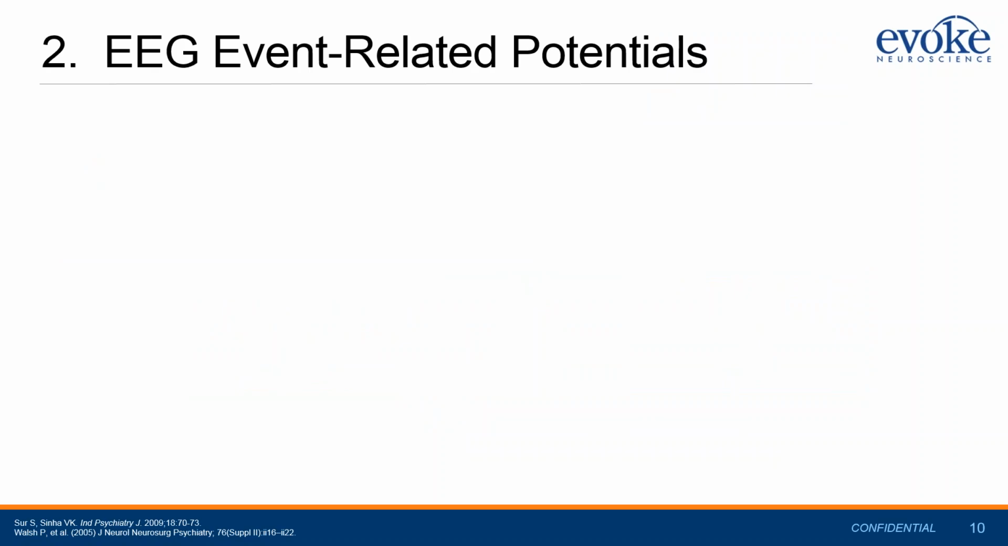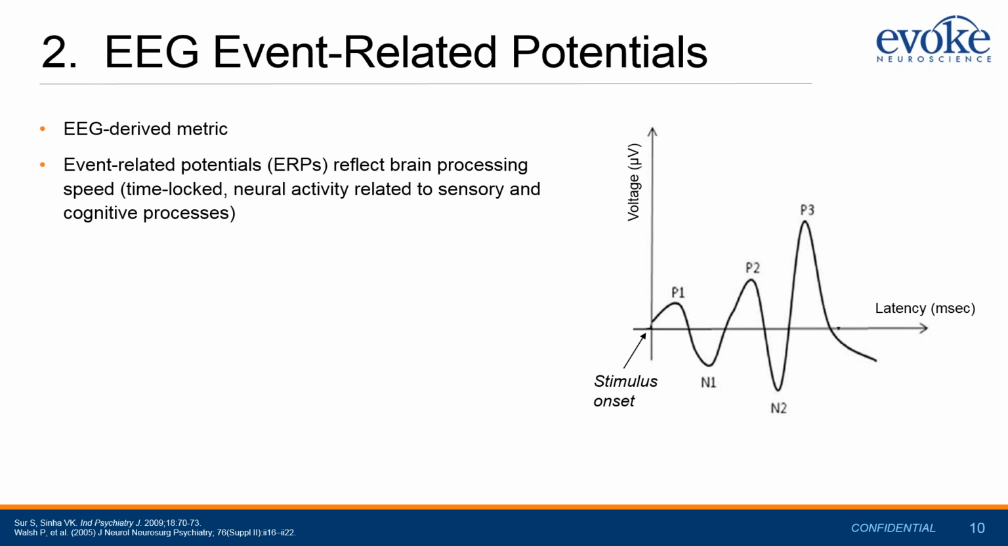Okay, so moving on to our second biomarker, we're going to talk about event-related potentials. Event-related potentials, or ERPs, are an EEG-derived metric, and they reflect brain processing speed. Technically, the definition is time-locked neural activity related to sensory and cognitive processes. But basically, it's measuring how fast the brain responds to a stimulus onset. Here on the x-axis, we have time, and on the y-axis, we have voltage. So how many neurons are powering this response.